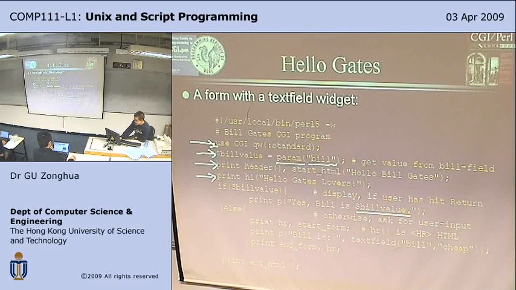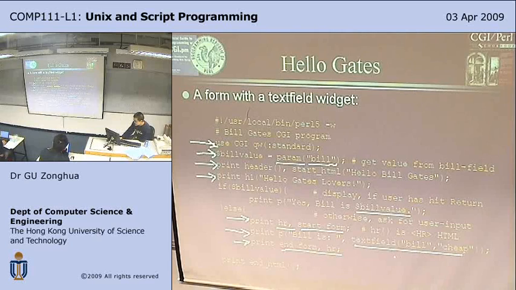Otherwise, you ask for user input, so you print horizontal row, that is a horizontal line, and then start form, end form, horizontal line. So within these two horizontal lines, you print build list followed by the text field. And then print HTML.